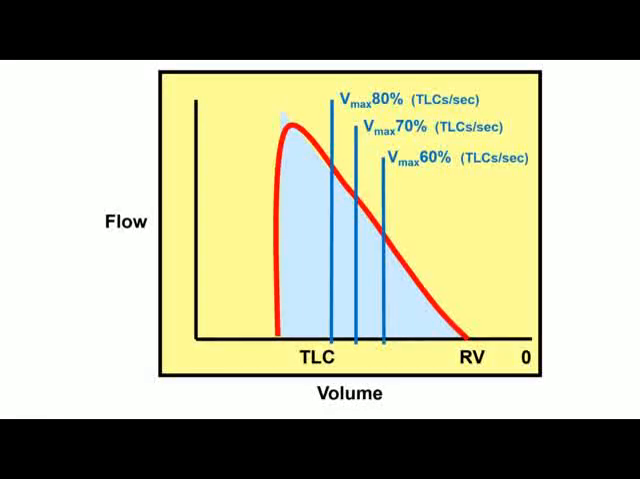And that's shown here. So we're going to look from an absolute volume scale here from 0 to residual volume. Then this is the maximum expiratory flow volume curve. And at 60, 70, and 80% of TLC, we're going to look at what these flows are, but express them as TLCs per second.